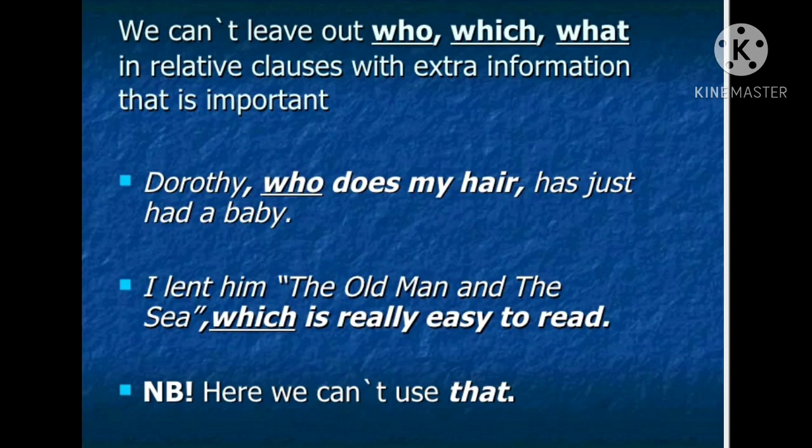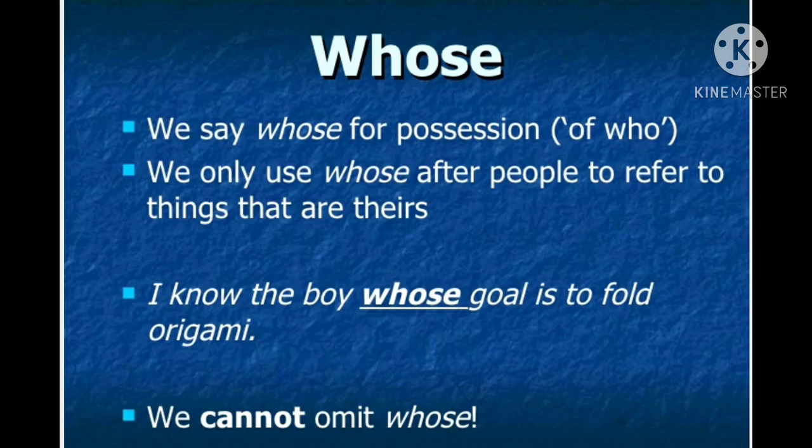Now, the next word we can learn about is the usage of whose. We say whose for possession, meaning of who. Whose is used in the sense of who, or whom else, or whose else. So we only use whose after people to refer to things that are theirs, meaning their belongings, possessions.